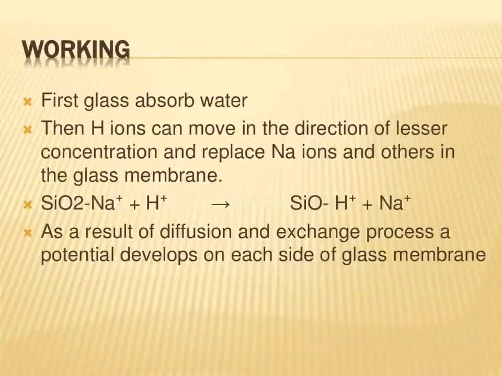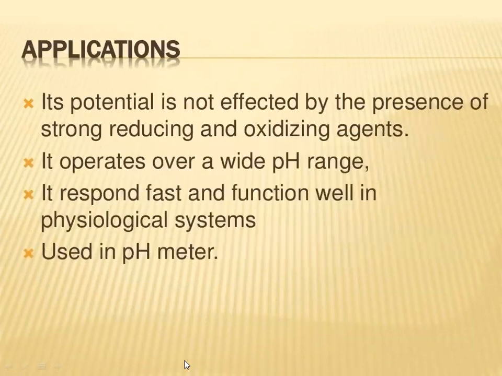0.0591. Okay, so working: first glass will absorb water, then the hydrogen ions can move in the direction of lesser concentration. They will replace Na plus ions and the other ones in the glass membrane. Okay, so SiO2 plus Na and H plus will replace this, giving SiOH plus ions and Na. As a result of diffusion and exchange process, the potential develops on each side of the glass membrane.